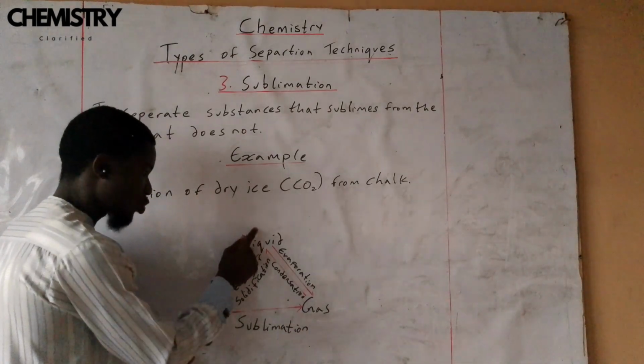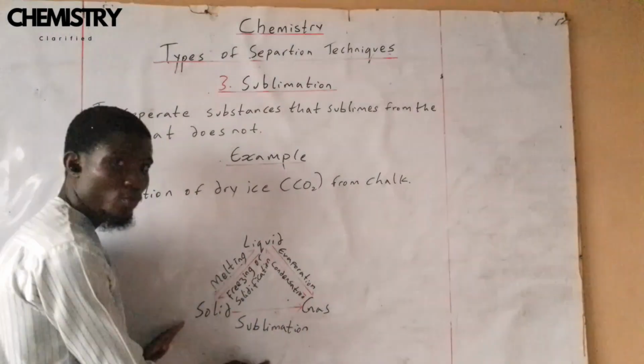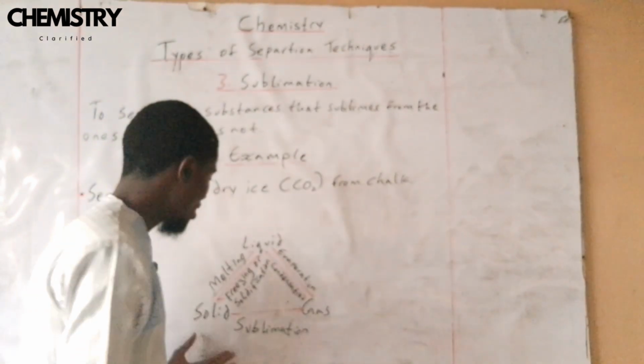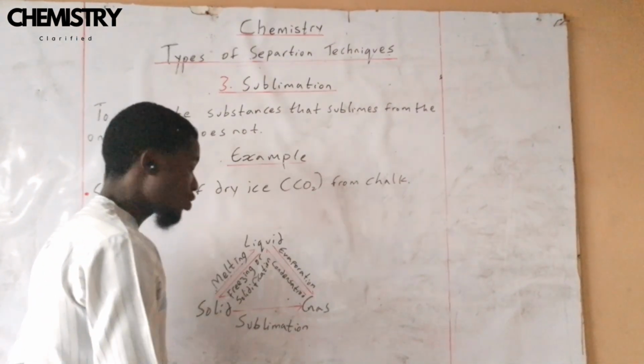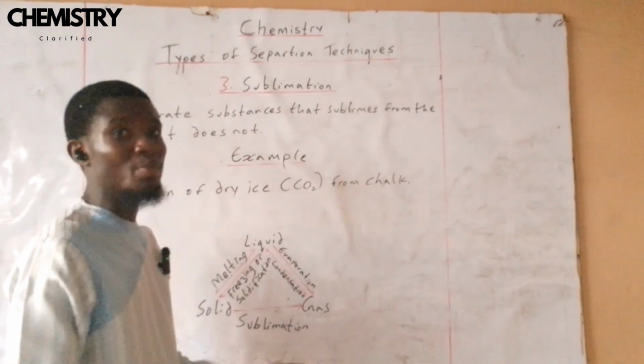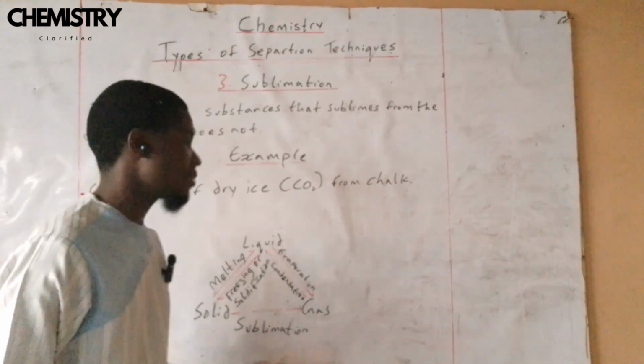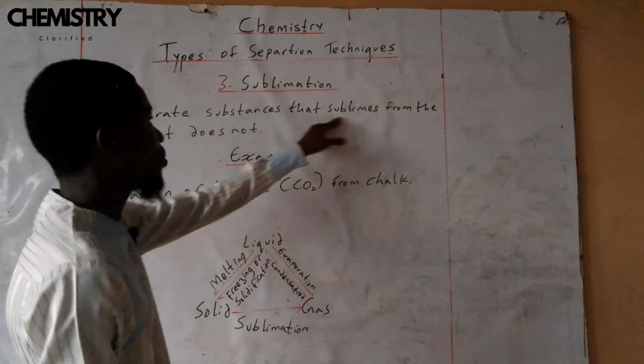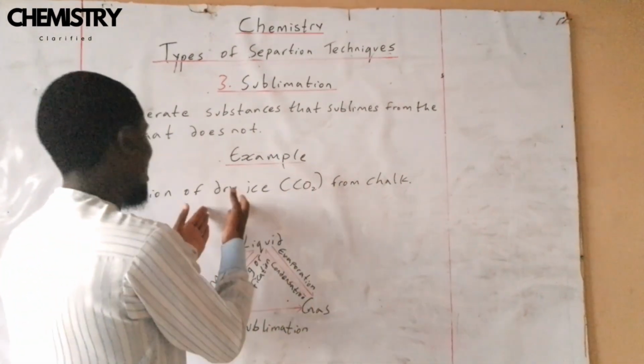And it does not pass through the liquid phase. That is, it doesn't melt first. So when there is an increase in temperature, it just starts to become gas without melting first. Now, that is sublimation.